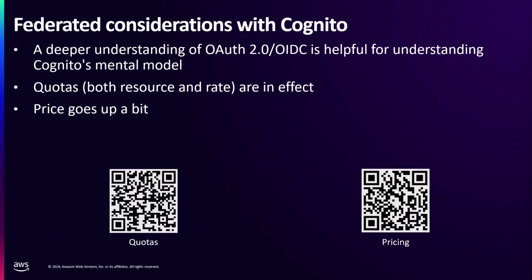The price for federation does go up a bit. So when I last looked, and again, this is all subject to change, so don't quote me on this, I think it was like $0.005 per monthly active user for non-federated users, and like $0.015 per federated user. So again, still on the order of pennies and not dollars. Still a great value. Cognito's cheaper than a lot of the stuff we see out there.